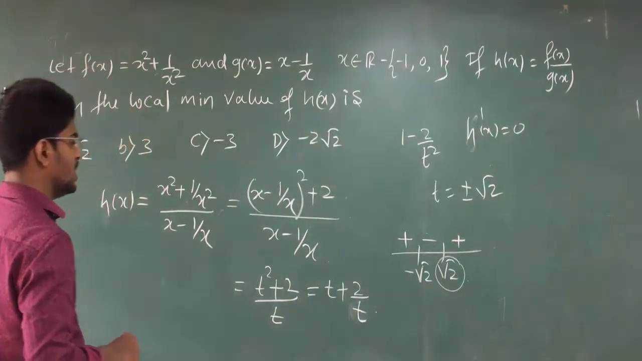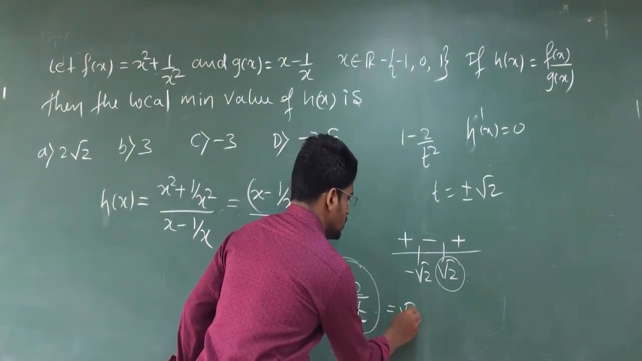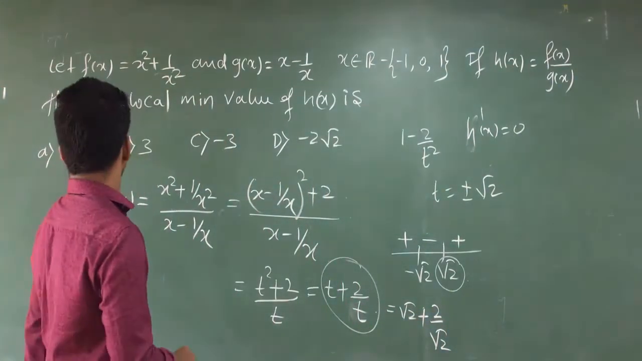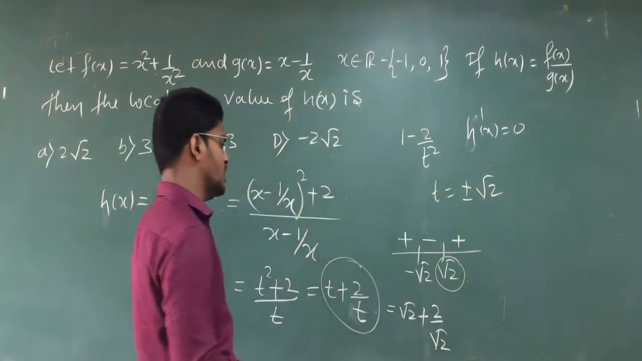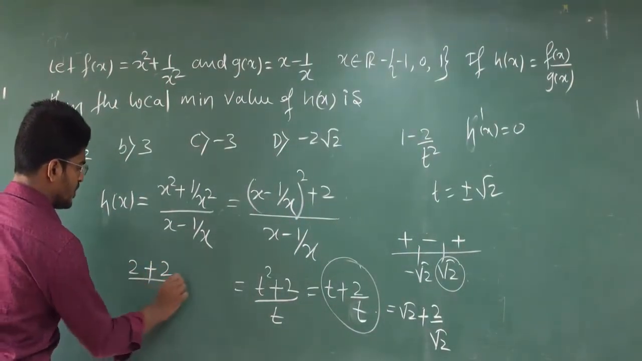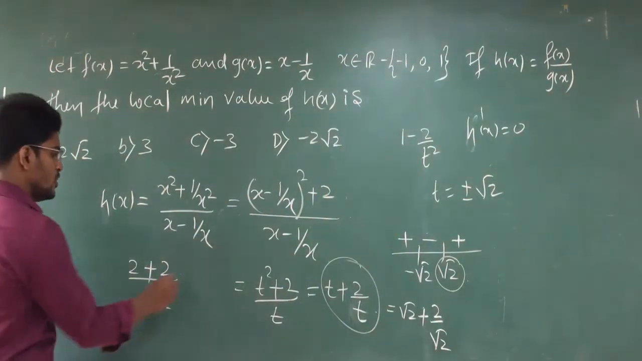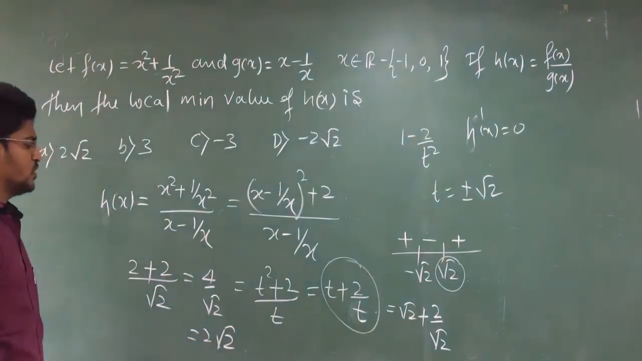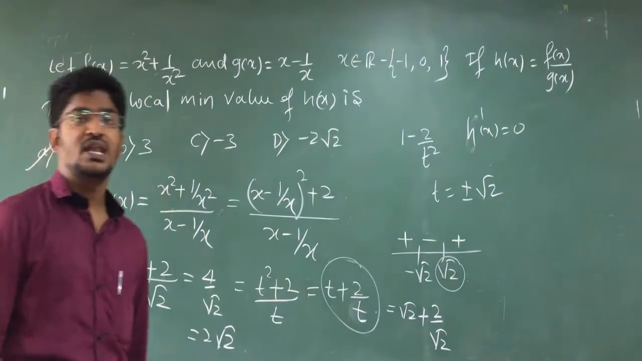Therefore the minimum value is root 2 plus 2 by root 2. Further, if you simplify this, it is going to be equal to 2 plus 2 divided by root 2. So this is 4 by root 2. You can write it as 2 root 2. Therefore the answer is option A.